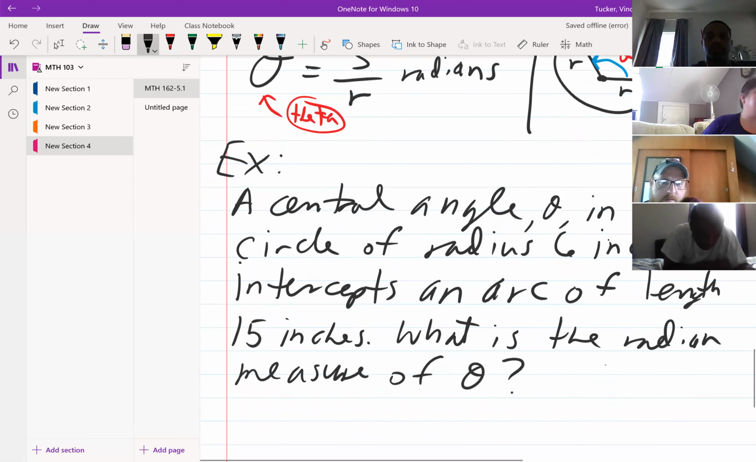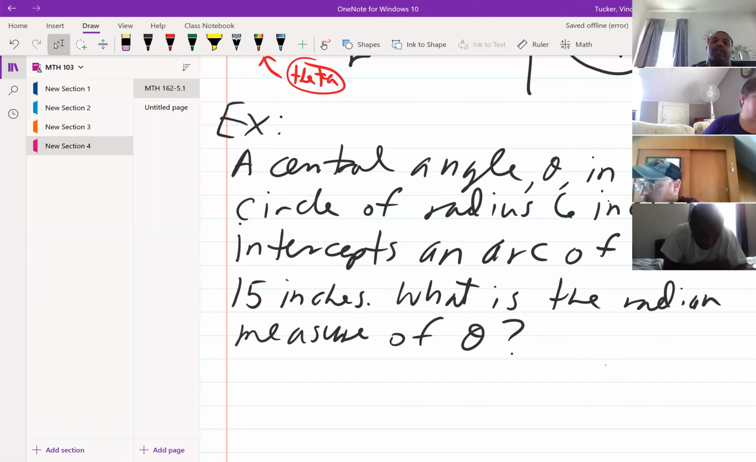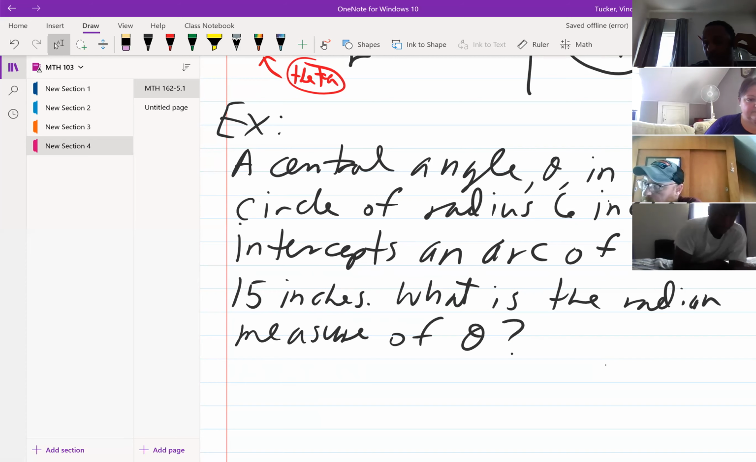Okay, so first example: a central angle theta in a circle of radius 6 inches intercepts an arc of length 15 inches. What is the radian measure of theta? This type of problem is more about establishing what numbers go with which variable, and then after you do that, you just plug it into the formula. So we have the central angle theta. That's the one we're trying to find, because remember, it asks what is the measure of theta.